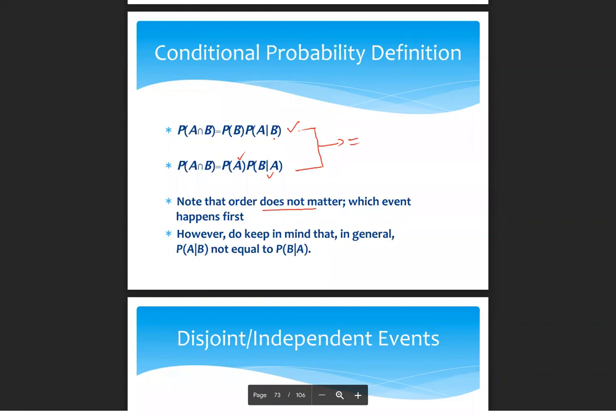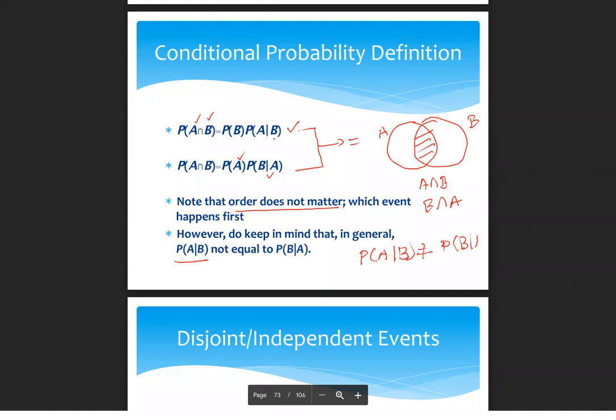Observation, note that the order does not matter. Okay, so you can switch A and B's. Why does the order not matter? Because A intersection B is the same as B intersection A. Let's say this is A and this is B. So order doesn't matter. In general, probability of A given B is not equal to probability of B given A.